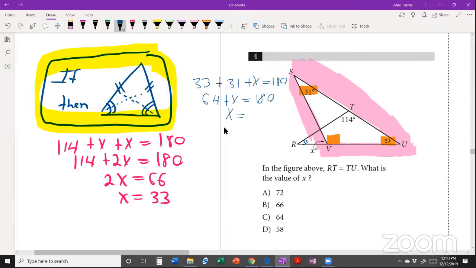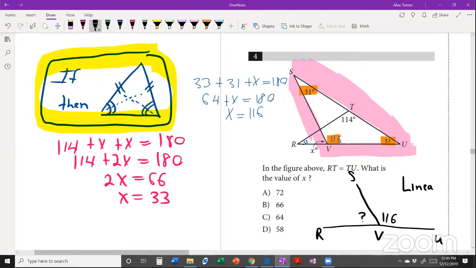Take away 64 from both sides, and you have 116. So now that we have 116 there, this is a 116 angle, and now we're left with supplementary angles. So we've got at the intersection of V with R right here and U right here and maybe S somewhere up here. We now know that this is 116. So what does this angle have to be?